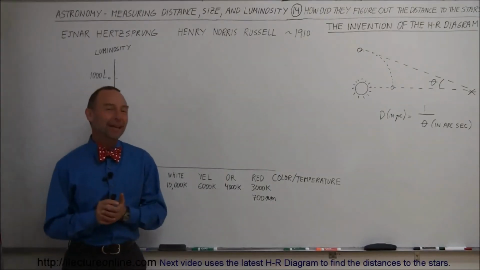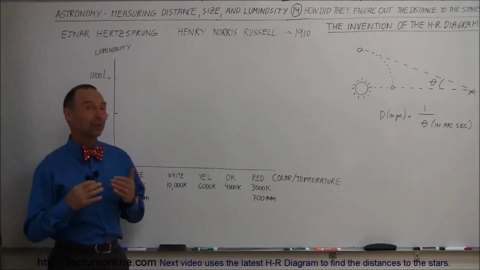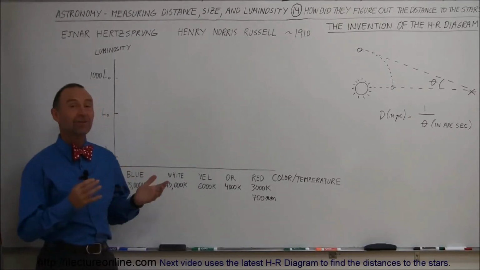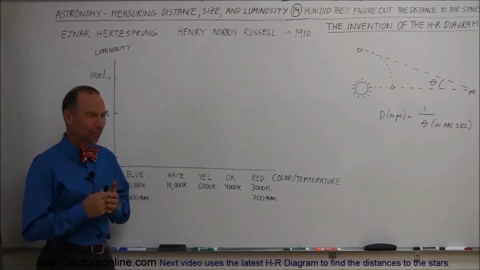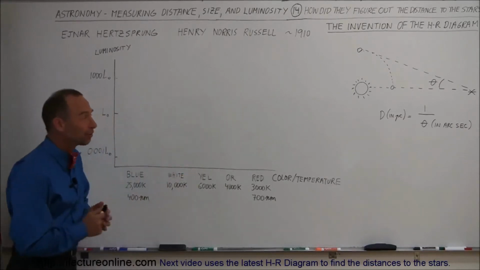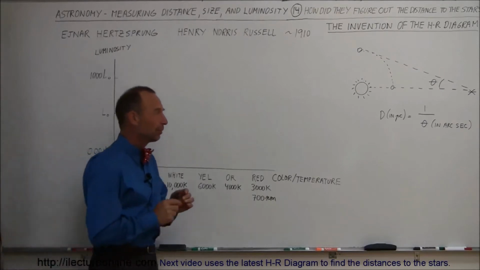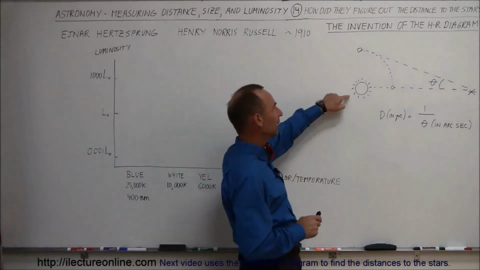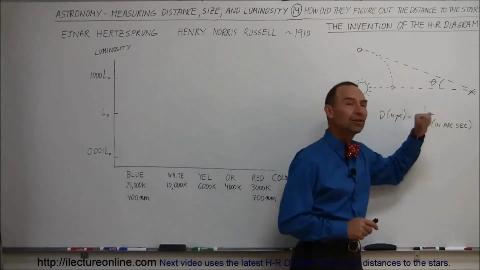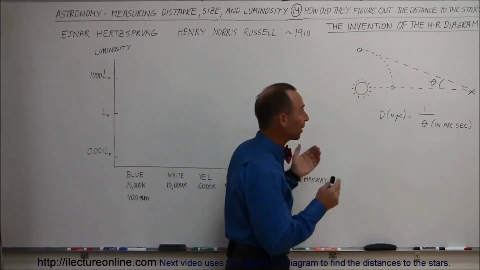Welcome to Electron Line, and continuing in our quest to determine how they figured out the distance to the stars, the distance to the galaxies, this is everything in our universe. We get to the next stage here, and remember what we talked about earlier in a previous video, that they had already figured out how to find the distance to the 100 nearest stars using the angle of parallax.